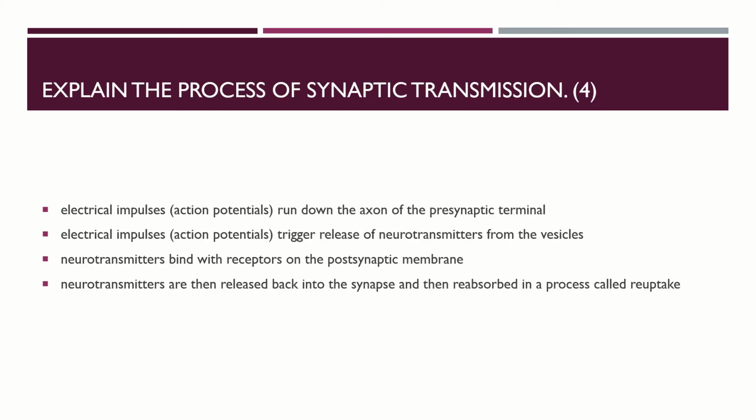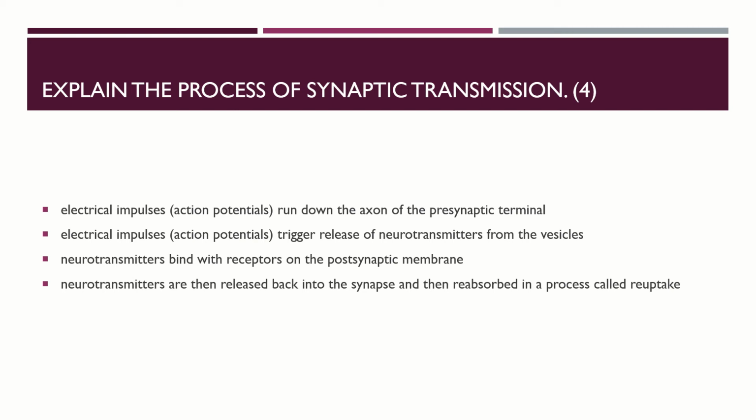Okay. You've got to explain the process of synaptic transmission for 4 marks. The first thing you would want to talk about is the action potential running down the axon of the presynaptic terminal. Then you want to talk about triggering the release of neurotransmitters from the vesicles, the neurotransmitters binding with receptors on the postsynaptic membrane, and then the neurotransmitters are released back into the synapse and reabsorbed in a process called reuptake.